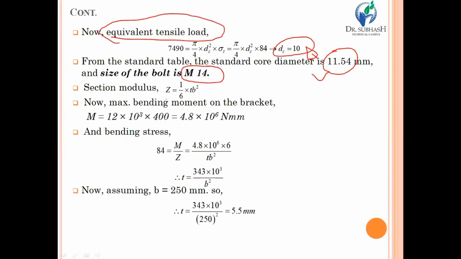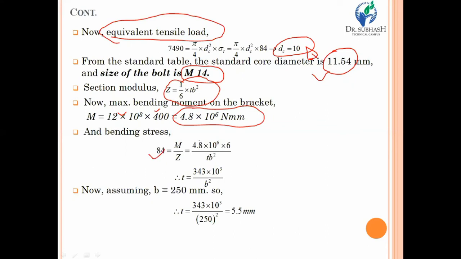Now, you just require to calculate the section modulus, and section modulus will become Z is equal to 1 by 6 t b square. Now, we need to calculate the maximum bending moment on the bracket, and that is equal to load into perpendicular distance. It will give us a maximum bending moment equal to 4.8 into 10 raised to 6 Newton mm. So once you have bending moment and section modulus, you can have the bending stress, and sigma b is equal to M by Z.